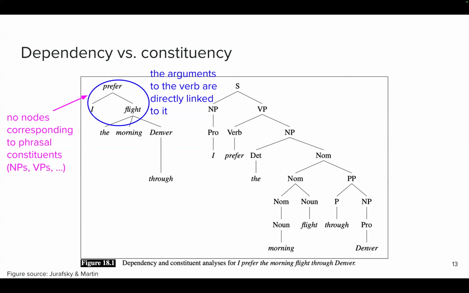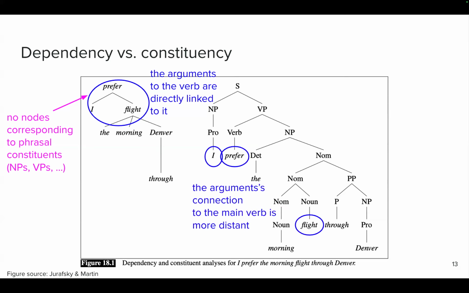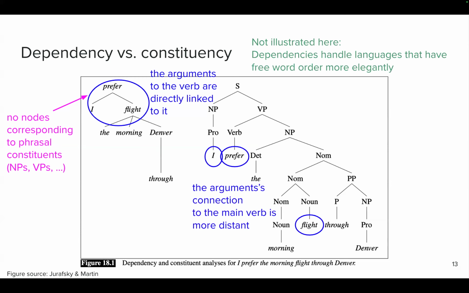So that's a nice property of the dependency parse tree. What is not illustrated here is that, because things that are grammatically connected to each other are going to be close in the dependency parse tree, it is nicer for languages with a more free word order, where words that are closely connected grammatically can be completely far away from each other in a sentence.